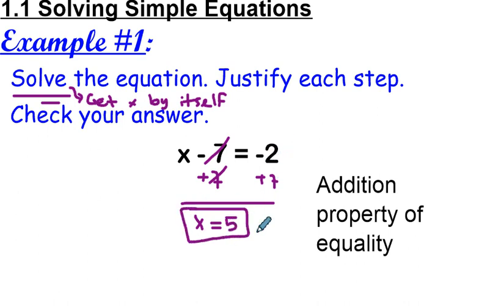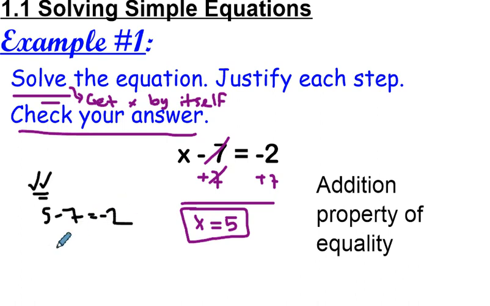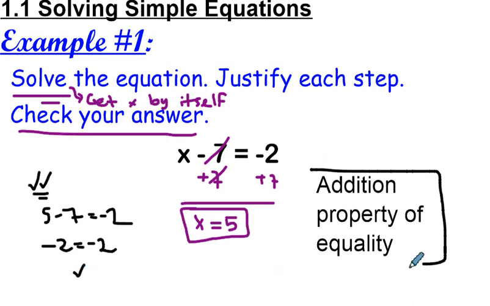And it does say in the directions that we have to double check your answer. So we're going to plug 5 back in, or substitute 5 back in for x, and make sure that we get a true statement. So I'm showing my work here. I'm going to double check that 5 is the solution. We end up with negative 2 equals negative 2. Since this is a true statement, I know that the answer x equals 5 is correct, and we solved that using the addition property of equality. So that is my justification for that step.